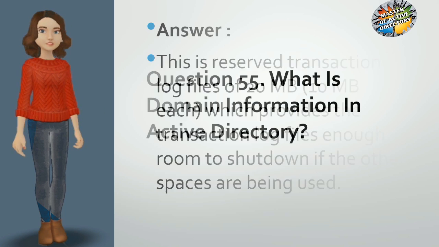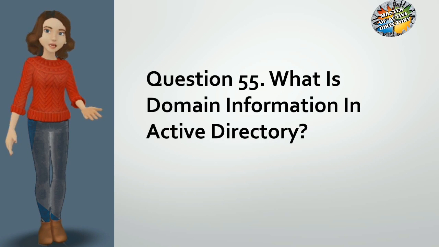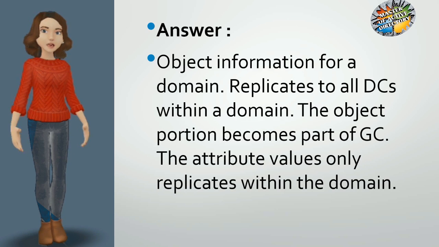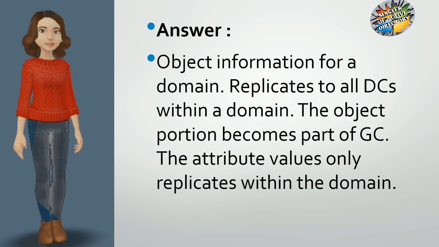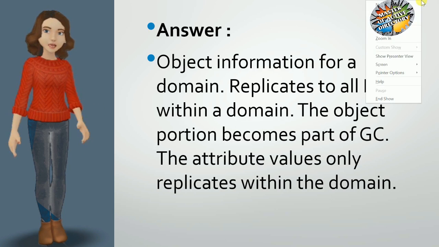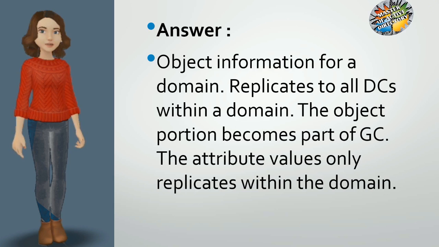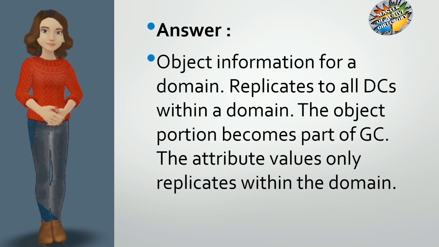Question 55. What is domain information in Active Directory? Answer. Object information for a domain. Replicates to all DCs within a domain. The object portion becomes part of the GC. The attribute values only replicate within the domain.